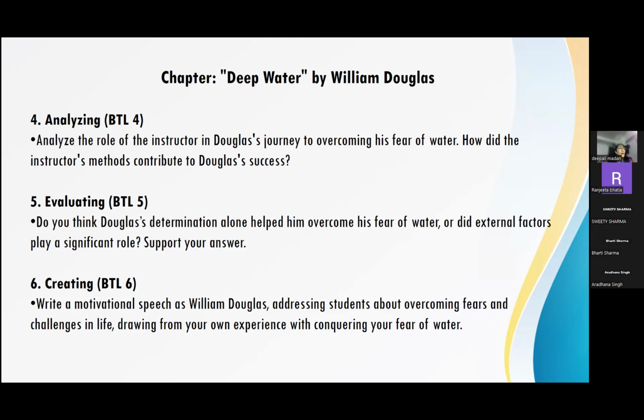So this question: write a motivational speech as William Douglas. The children will have to imagine themselves to be Douglas, and address students about overcoming fears and challenges in life, drawing from your own experience with conquering your fear of water. So not only will the child elucidate from the text, he will also have to write about his own experience and what he thinks about it. So his own commentary plus a lot of evidence from the text.